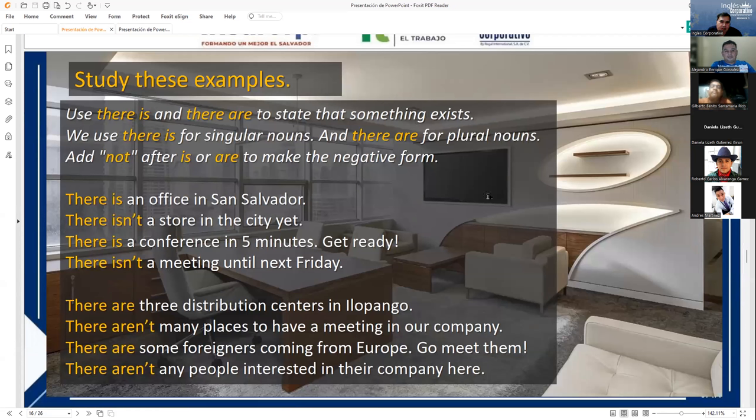Okay, study this example. Use there is and there are to state that something exists. We use there is for singular nouns and there are for plural. Add not after is or are to make the negative form. Okay, one volunteer to read the first four.